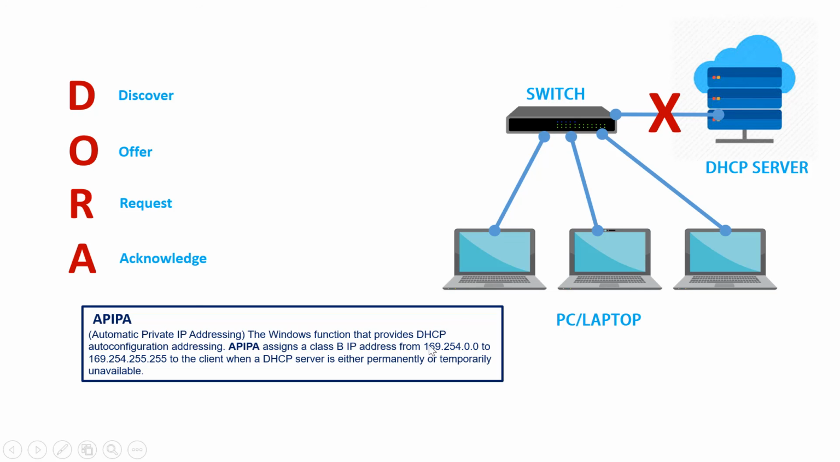It is a Windows function that provides DHCP auto configuration and assigns a class B IP address from 169.254.0.0 to 169.254.255.255. So if you have an IP address that starts with 169.254, this means that your computer is connected to a network but cannot locate a DHCP server, or there is no DHCP server responding to this client. That's why it cannot grab an IP address from a DHCP server.